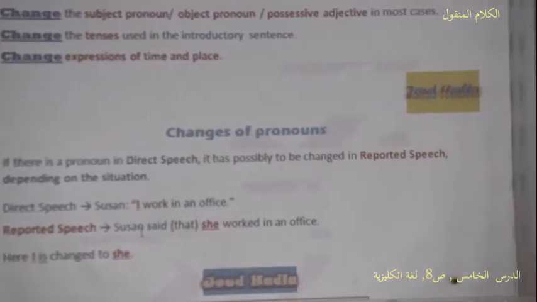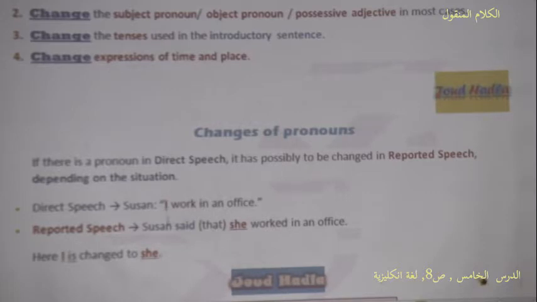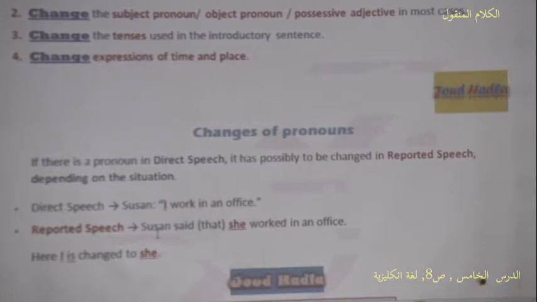So the first change will be to change the subject pronoun, and you can read here: Susan said. In order to report we use this verb, Susan said that. As you can see, that is between brackets because it's optional. So Susan said that she worked in an office. The first step, dear students, is to change the subject pronoun from I to she or from I to he, depending on the situation.